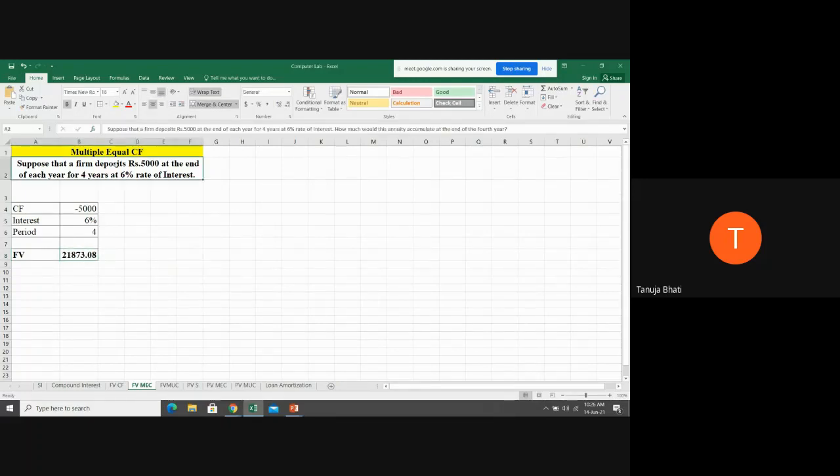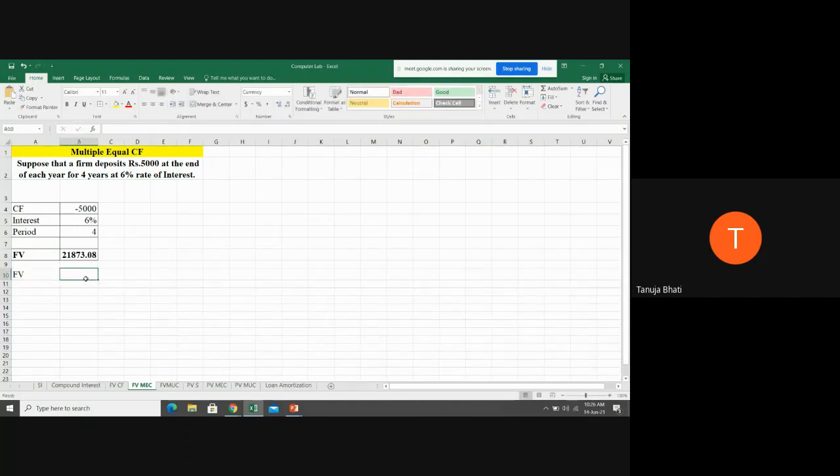Now, can anyone tell me, was the sum on deferred annuity or annuity due? Can anyone tell me? This is a deferred annuity, okay? Suppose the same problem was at the beginning of the period. Then how will you calculate your future value?